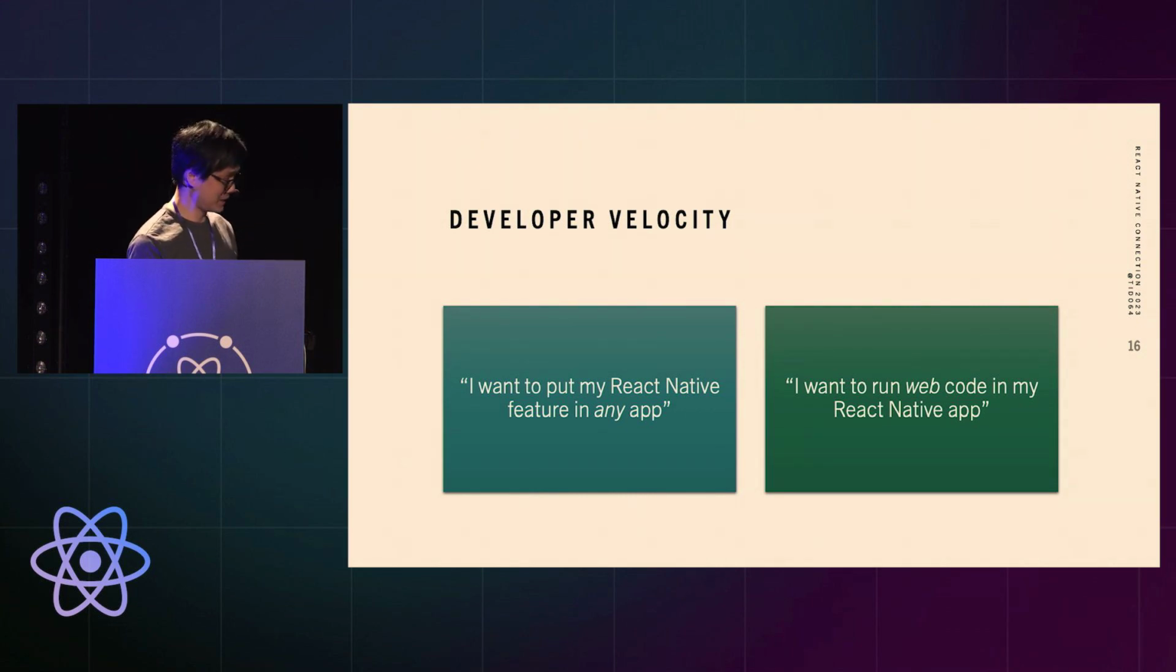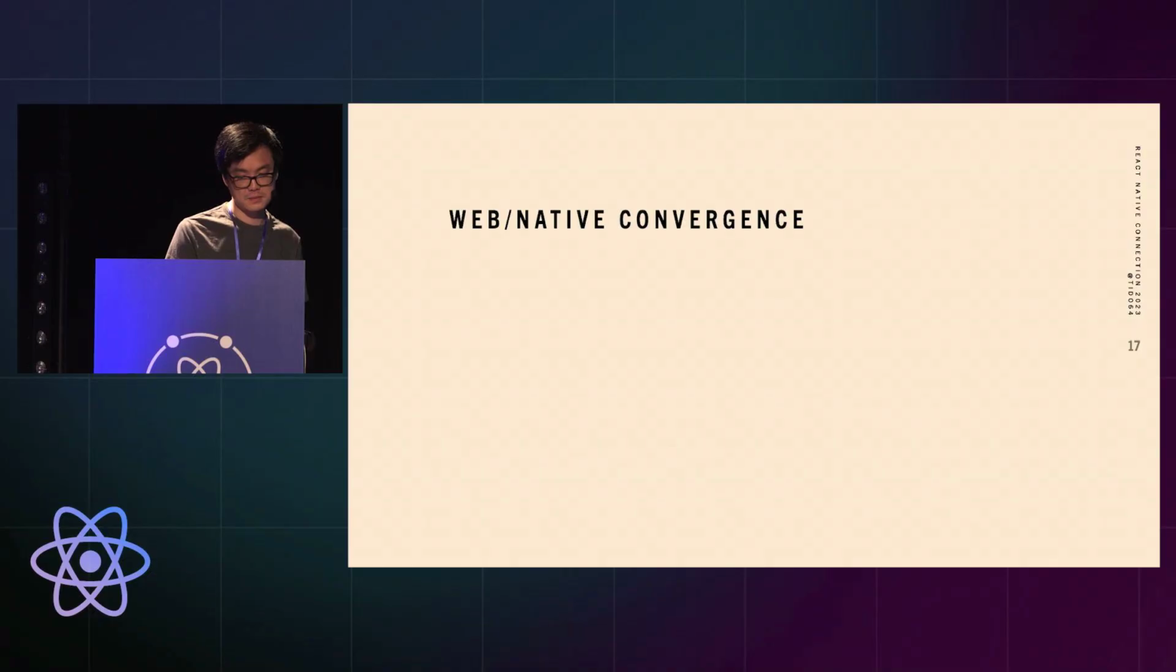And while you can solve the second case with a web view, I think it comes with limitations, and it doesn't exactly solve existing React Native code. To solve both scenarios, we need to talk about web native convergence. Web native convergence boils down to a pretty simple idea. Make web code work in native.